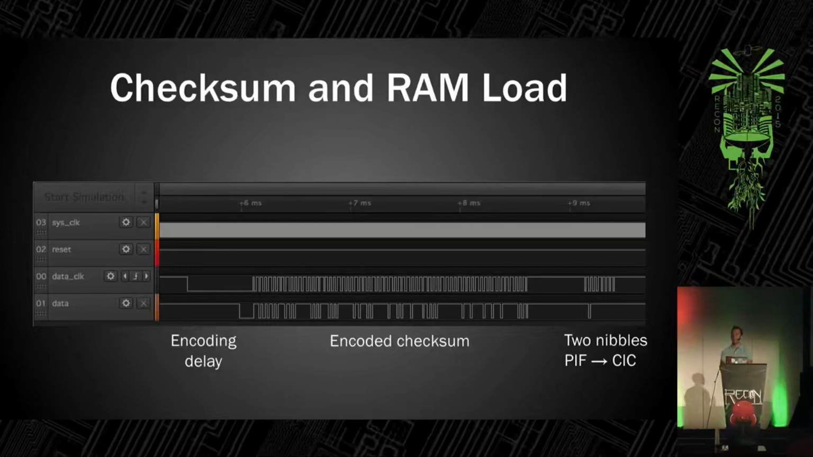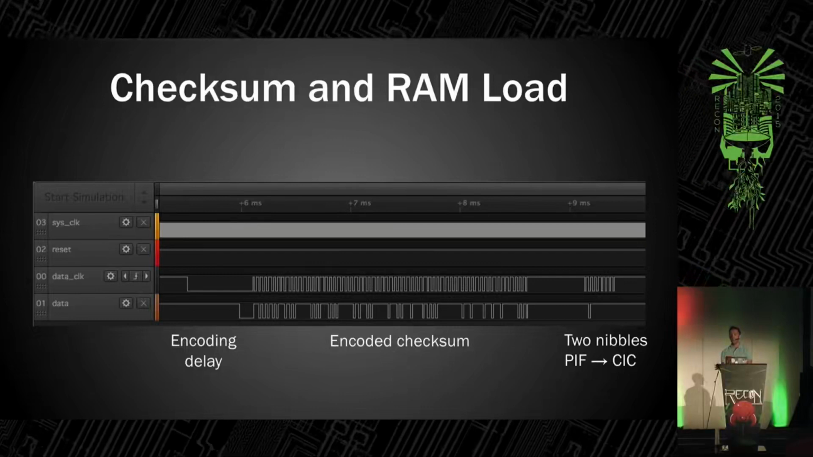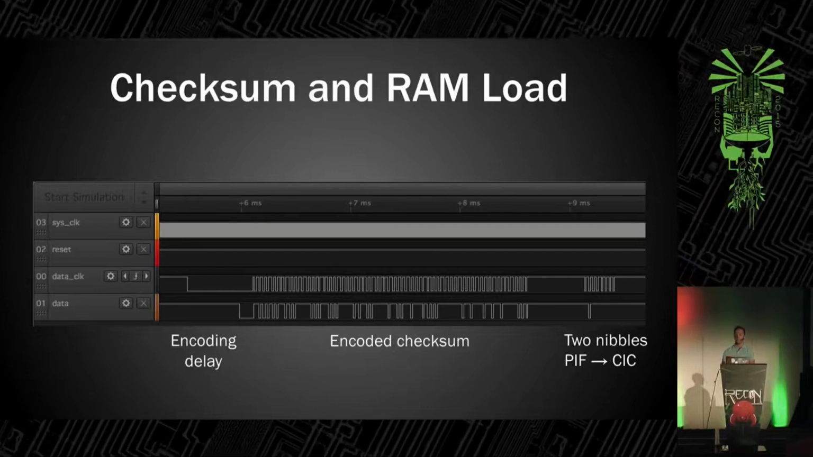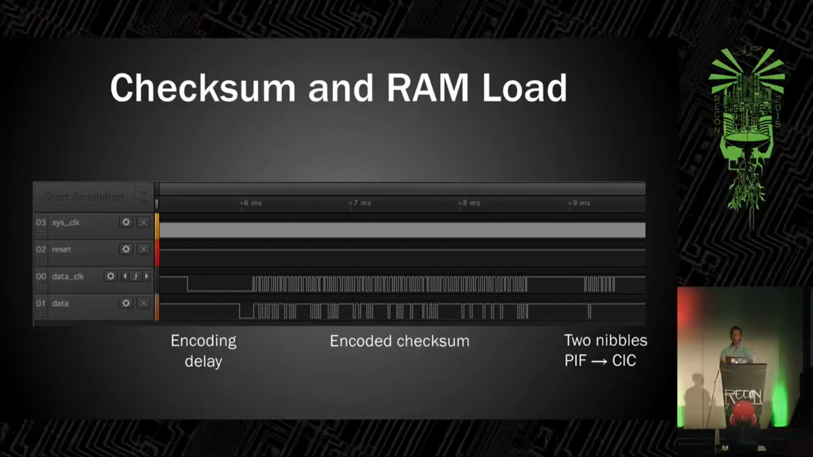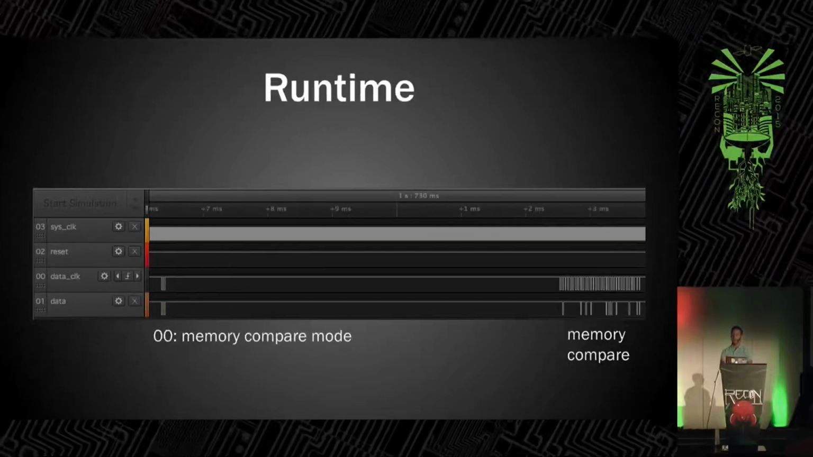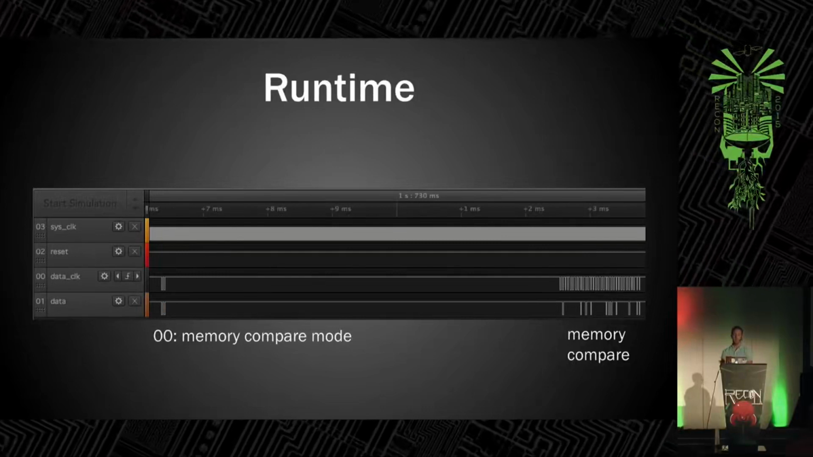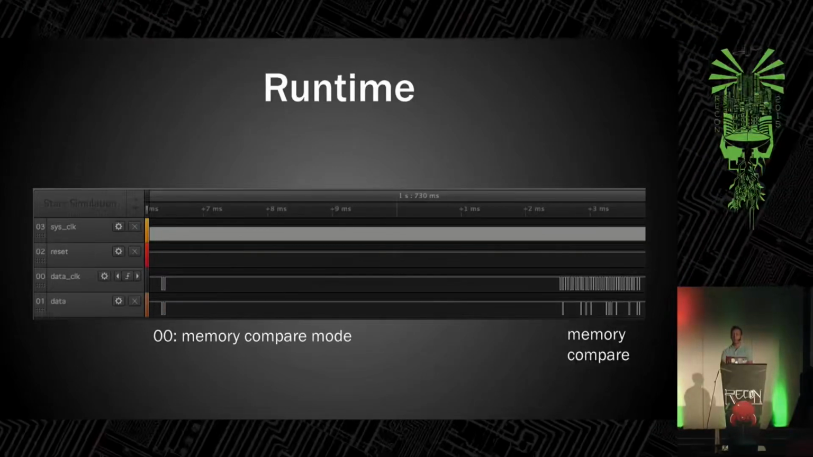So the 2 nibbles sent from the PIF to the CIC. This is the first time that the PIF actually talks to the CIC and sends any meaningful amount of data. After the PIF sends those 2 nibbles to the CIC, they enter the main runtime mode. The PIF tells the CIC to go into memory compare mode, and they enter memory compare mode.